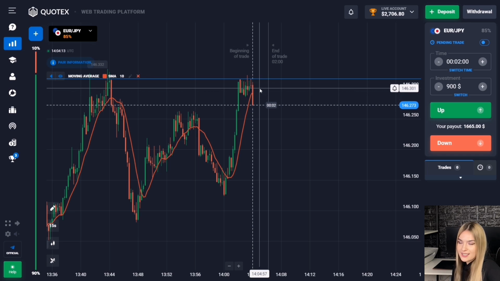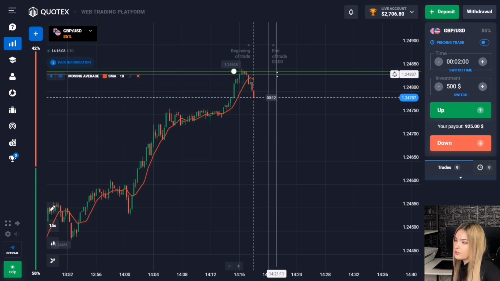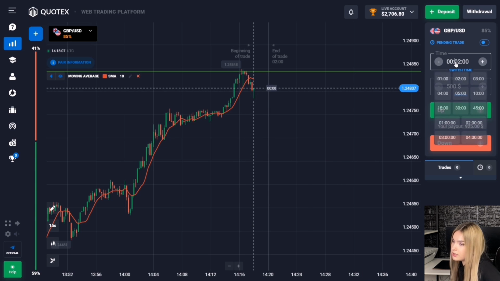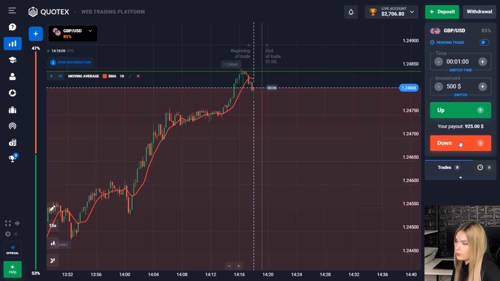Let's continue, guys. Here we have a resistance level. We also see that there is a pullback from the level. Let's open a deal for 1 minute to go down.